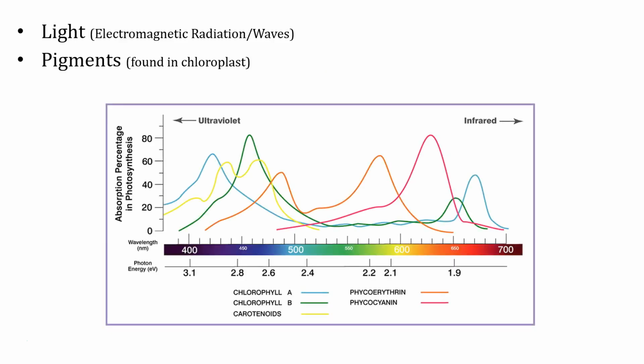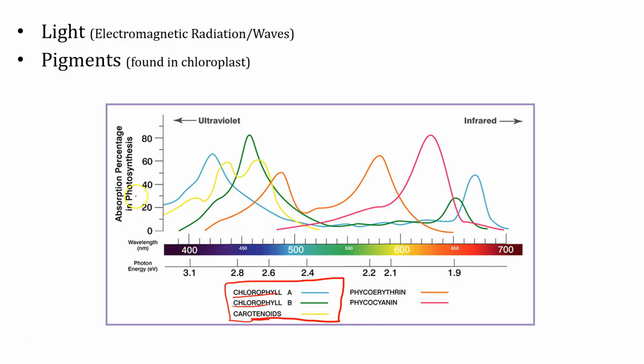So here's a picture showing a bunch of different pigments that you might find in plants. These are the big ones, chlorophyll A and chlorophyll B. Chlorophyll is kind of the big champion here. But there's also some other ones, like carotenoids and phycoerythrin and phycocyanin. And this shows their absorbance throughout the different wavelengths out there.